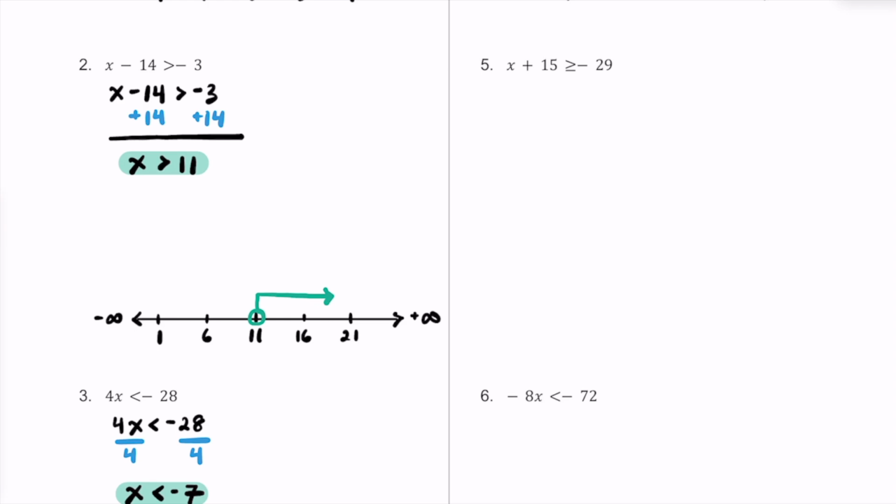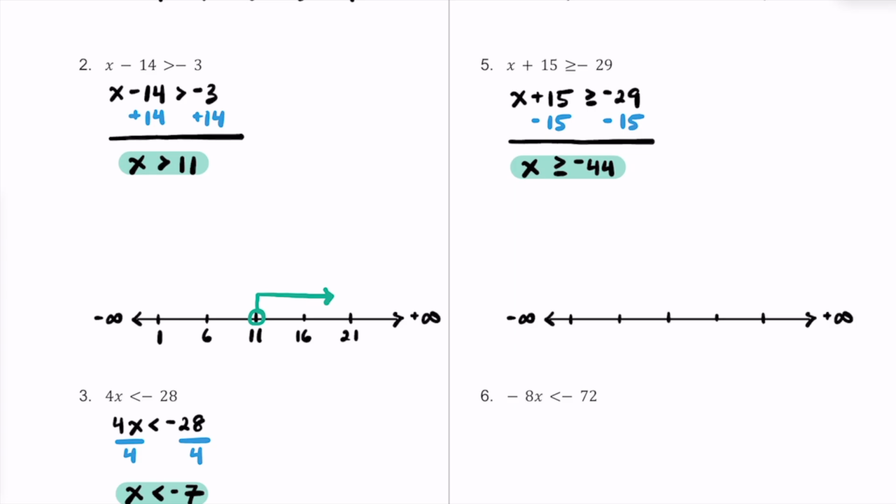For a fifth example, we have x plus 15 is greater than or equal to -29. Now to solve this inequality, to get x alone, let's do the inverse of adding 15, which is going to be subtracting 15. If we subtract 15 from both sides, we're going to get x plus 0, or just x, is greater than or equal to. And on the right side, we have -29 minus 15, which is the same thing as -29 plus -15. So a negative plus a negative is just more negative. That's going to be -44. This would be our solution.